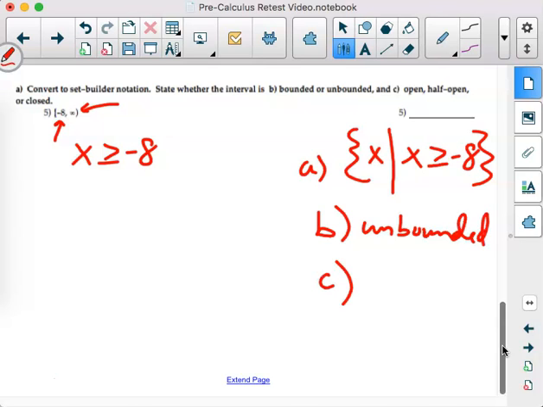And then, how we tell whether or not it's open or closed is we look for the square brackets. If we have square brackets with infinity, then that's going to be closed. So that was basically the first page of the distance learners test right there.